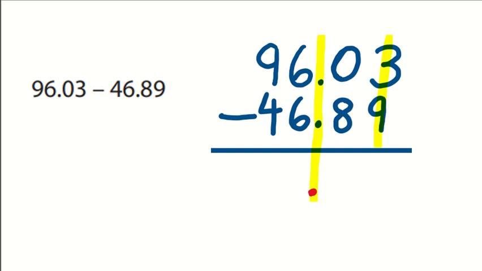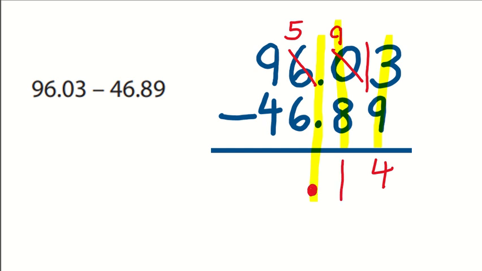Well, we can't do that. We got to borrow. But we can't really borrow from that 0. We have to go all the way over to this 6. That becomes a 5. This becomes a 9. And this becomes a 13. So now the question is, what is 13 subtract 9? Well, we know that 13 subtract 9 is 4. And now we move on to the next column, which is 9 subtract 8. 9 subtract 8 is going to be 1.